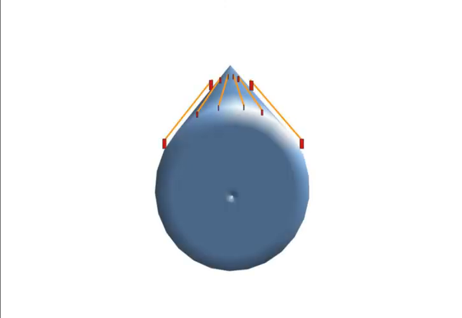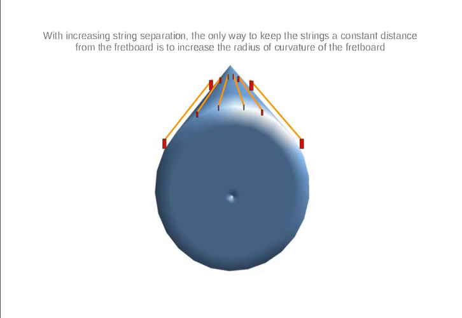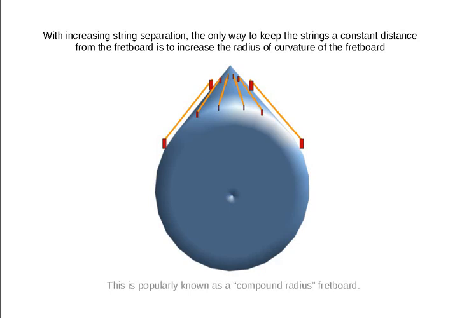This is the same cone viewed from the widest end. As you can hopefully see, even though the string spacing increases, the distance between the strings and the fretboard stays constant. This shape of fingerboard is also popularly known as a compound radius fretboard. Whatever you call it, the calculations remain the same.